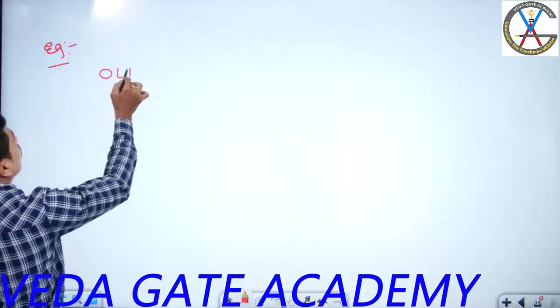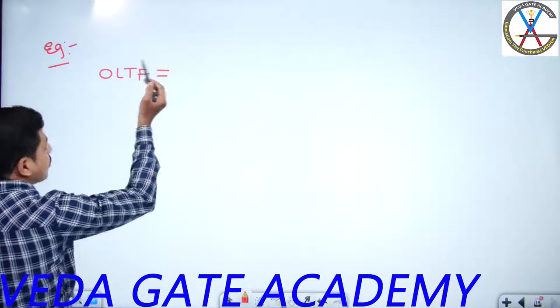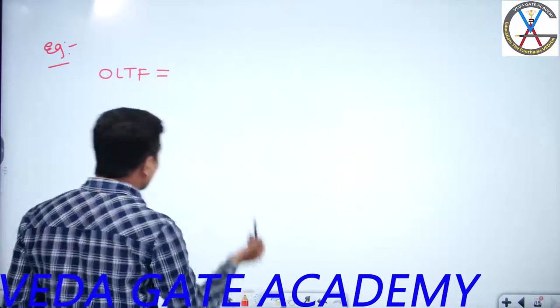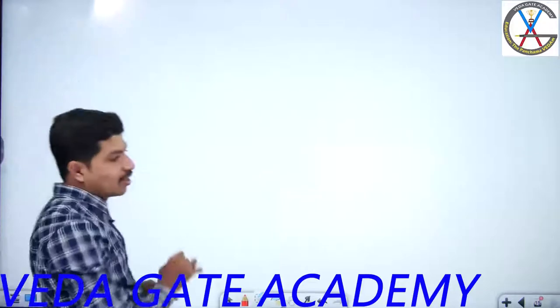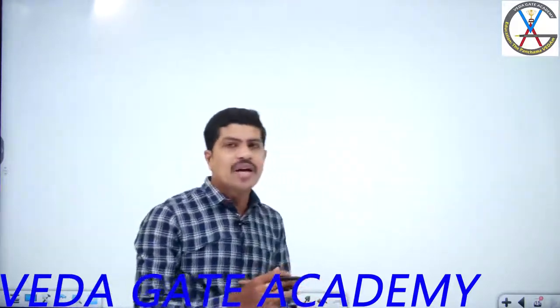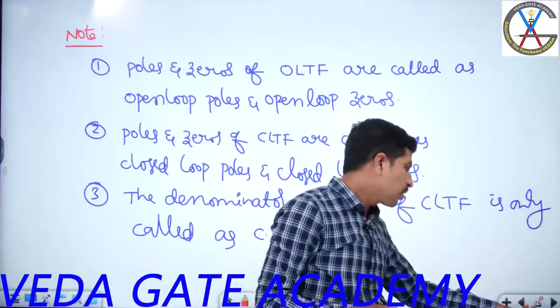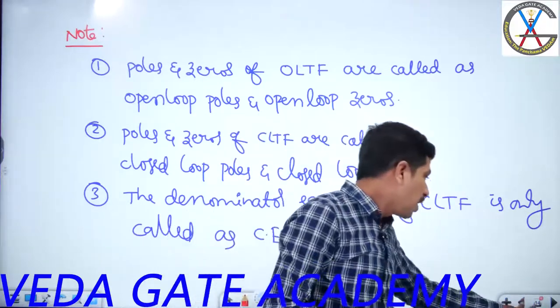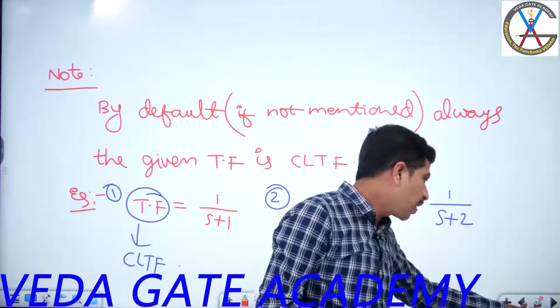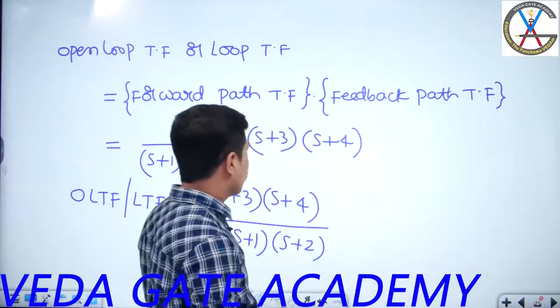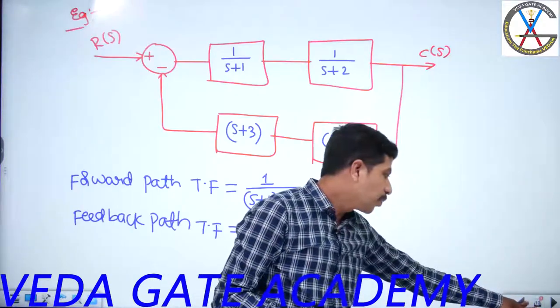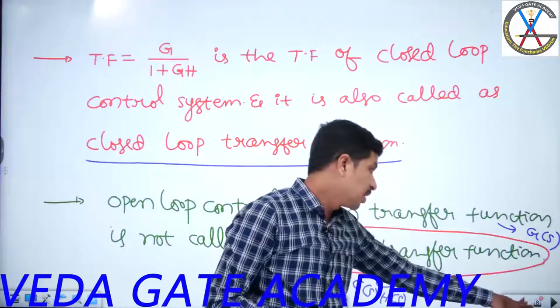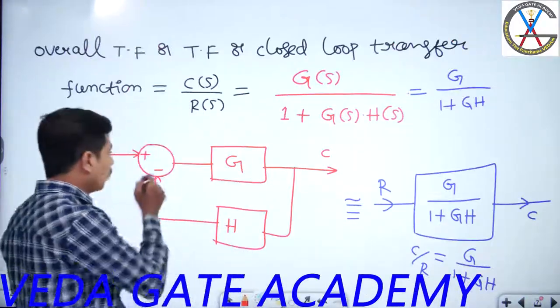Let's solve a few more things, then we go for examples, otherwise you'll get confused. We are done with the transfer function, closed loop transfer function and open loop transfer function of a closed loop system. But what feedback do we take? Observe: negative feedback or positive feedback. We take negative feedback. We are going to generalize a few things.